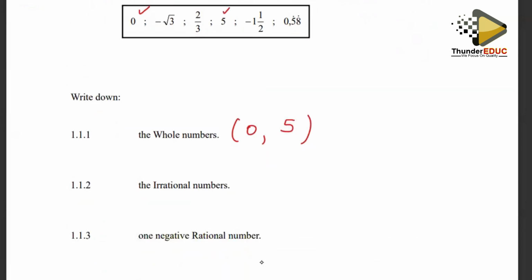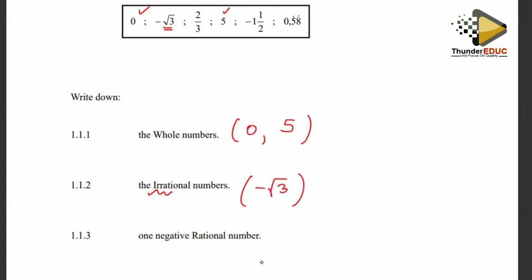Then irrational. So we said irrational numbers cannot be written as fractions. We have a negative square root of 3. This is going to be an irrational number, regardless of the sign that's there. Then 2/3, this is a common fraction, which is rational. The rest are common, so we're going to say negative √3.